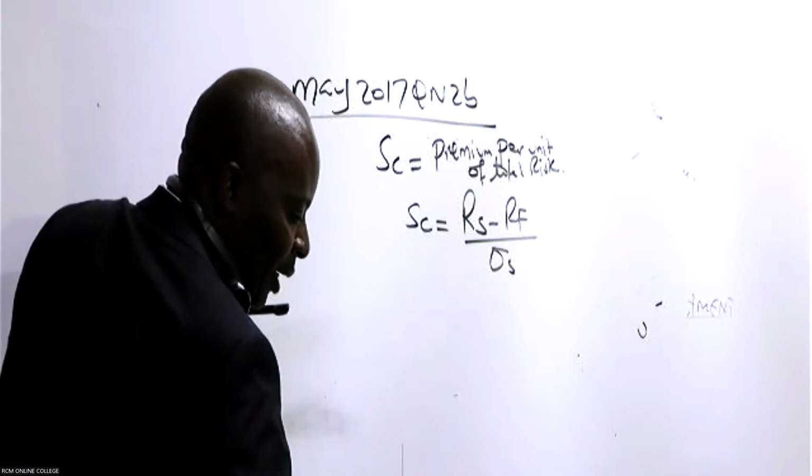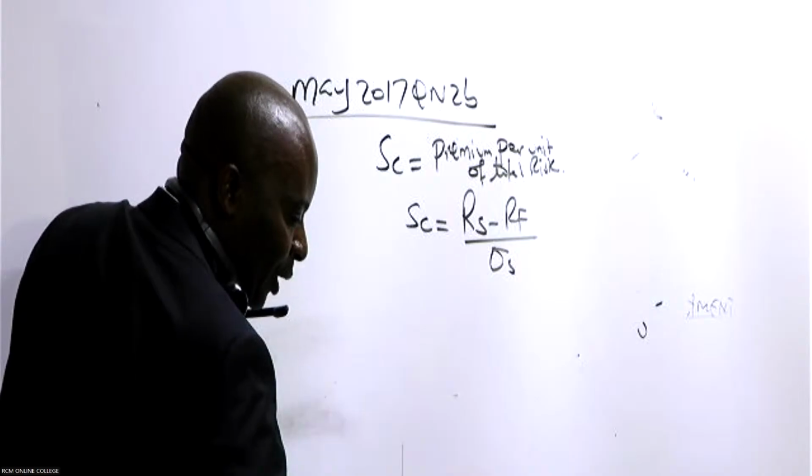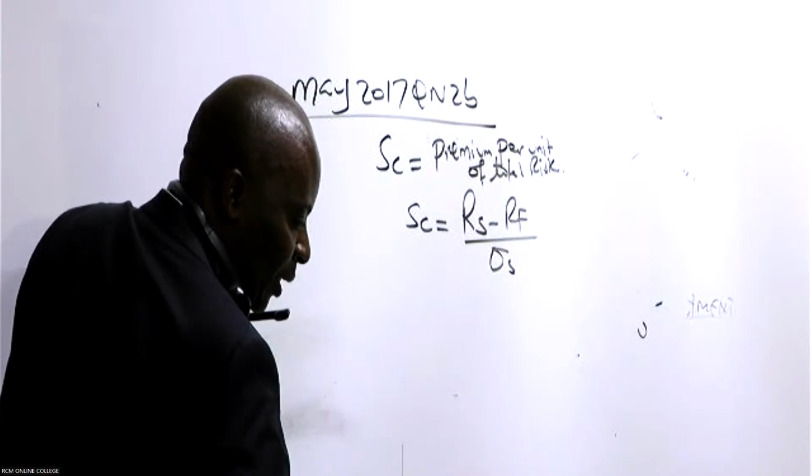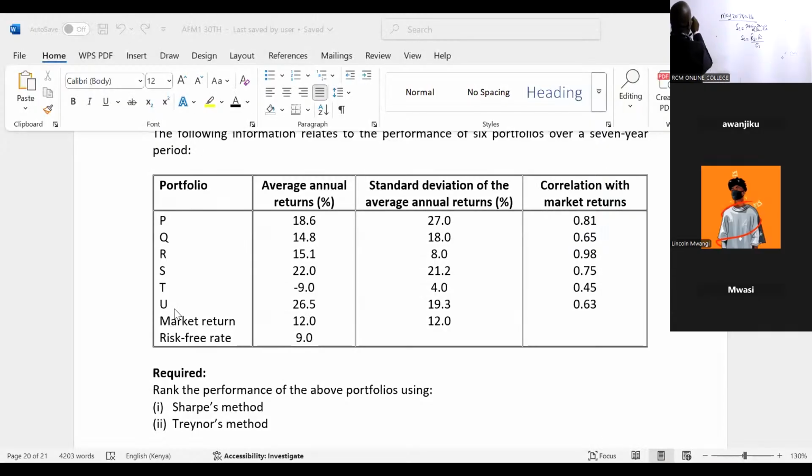The first one being P. This is May 2017, remember. So the first one is security P. Are we able to see the average returns of P? Yes, there are 18.0 here. Are you able to see the risk-free rate? It's given down there, 9, isn't it? Divide this by the standard deviation of P, 27. So this one here gave you what figure? 0.355.